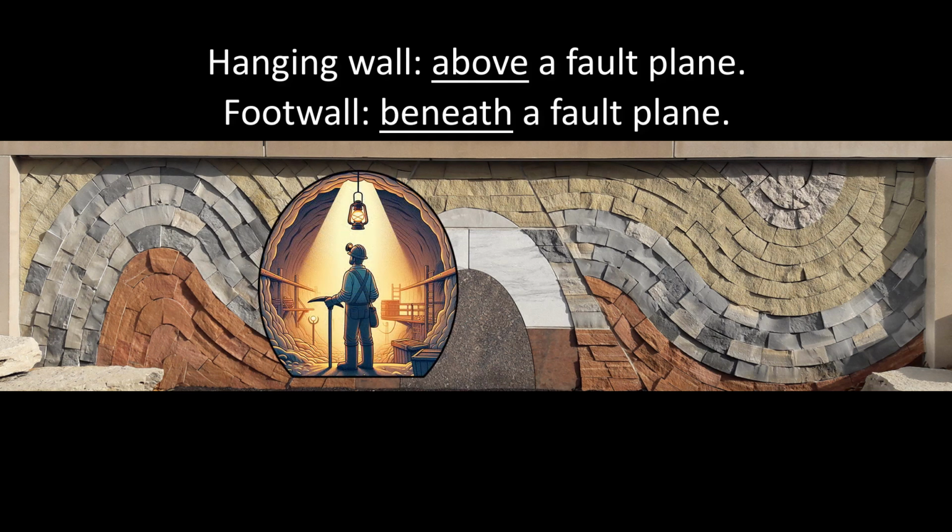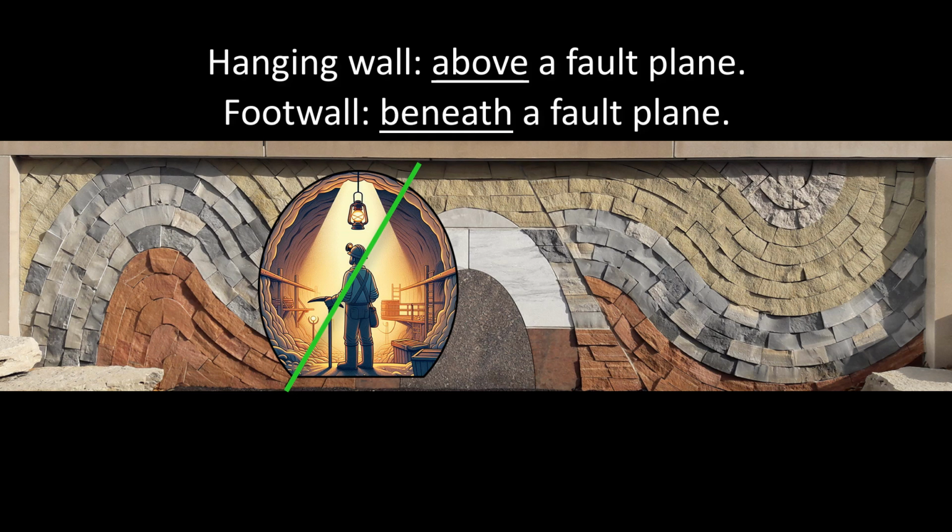Imagine a mining shaft on the GeoScene's left side. Notice that one rock block is beneath the fault plane. This is where a miner would stand. Notice that the other rock block is above the fault plane. This is where a miner might hang a lantern.